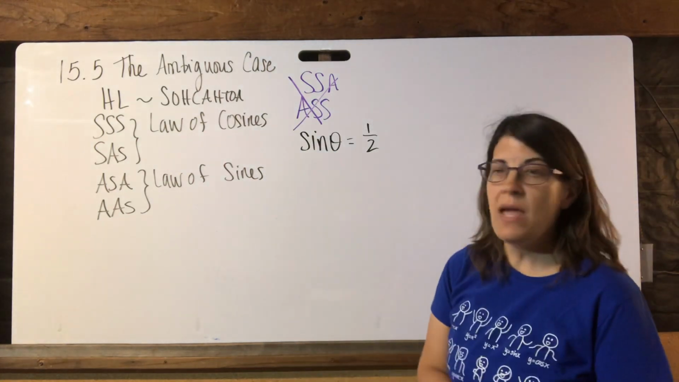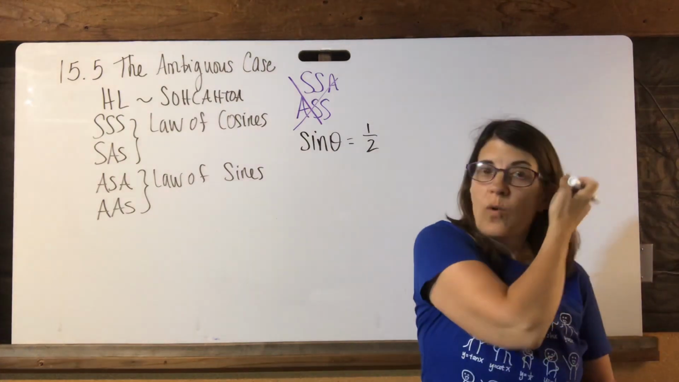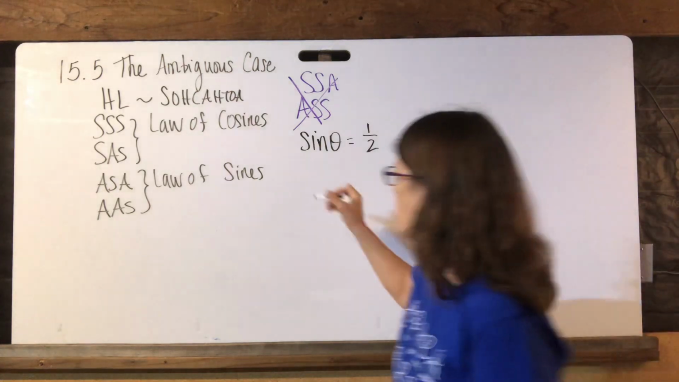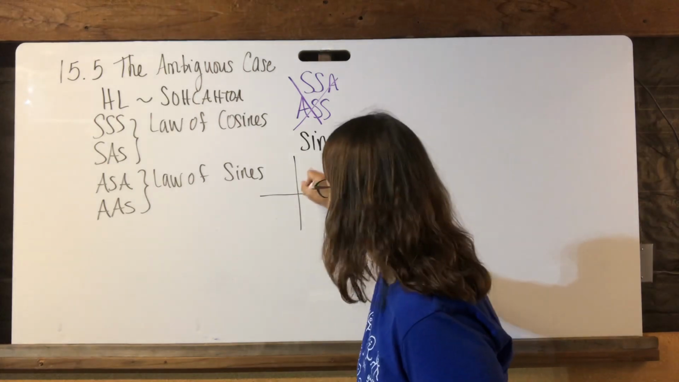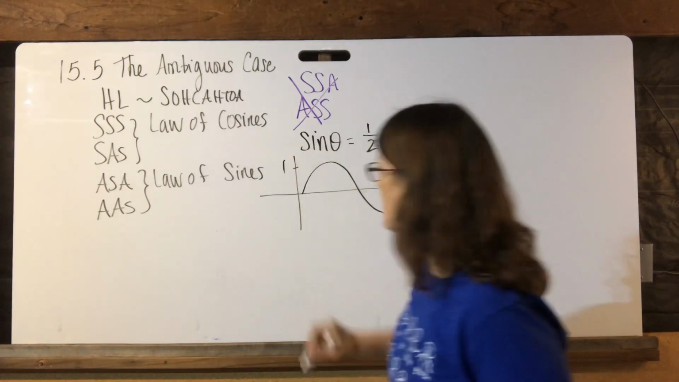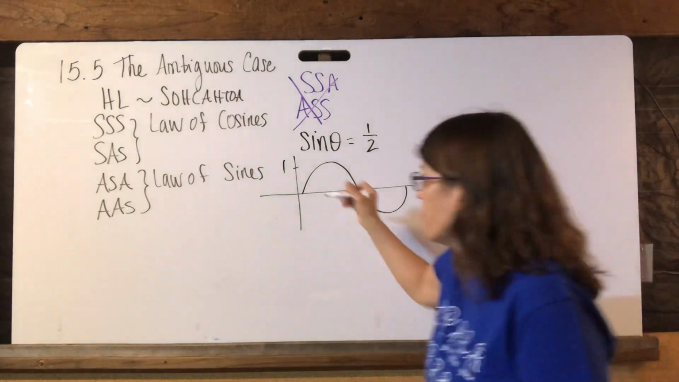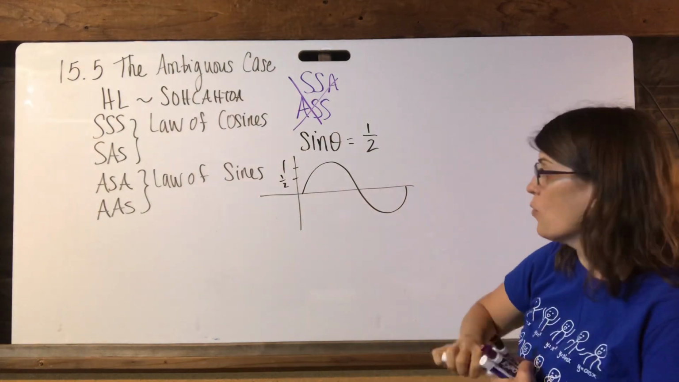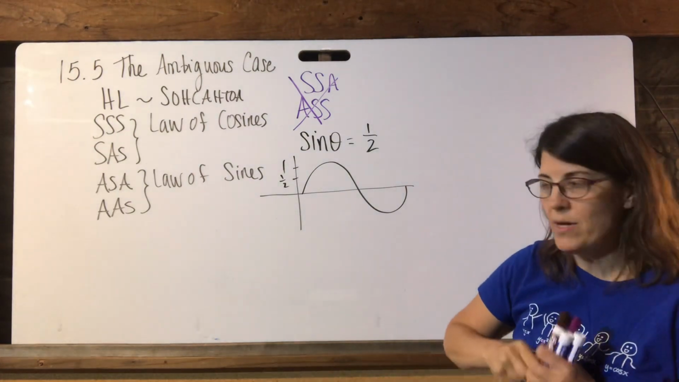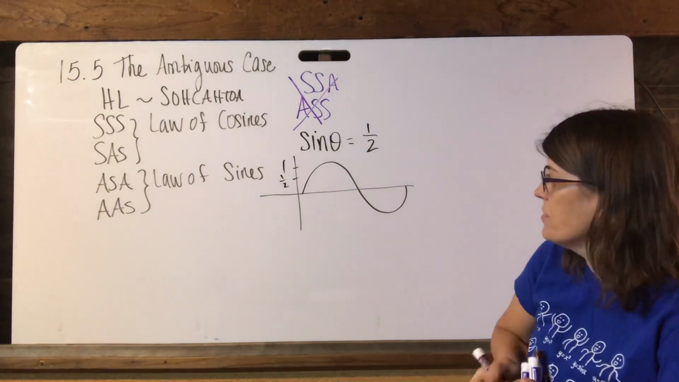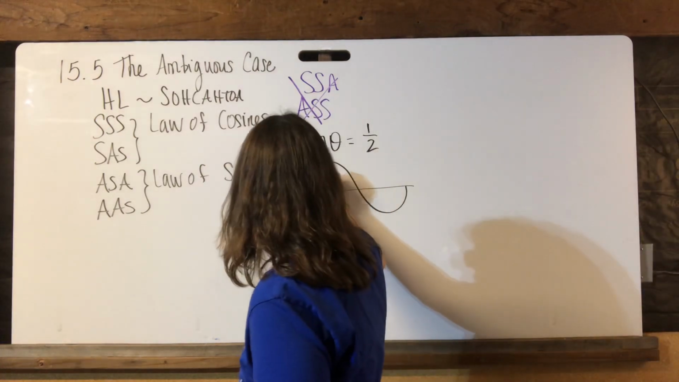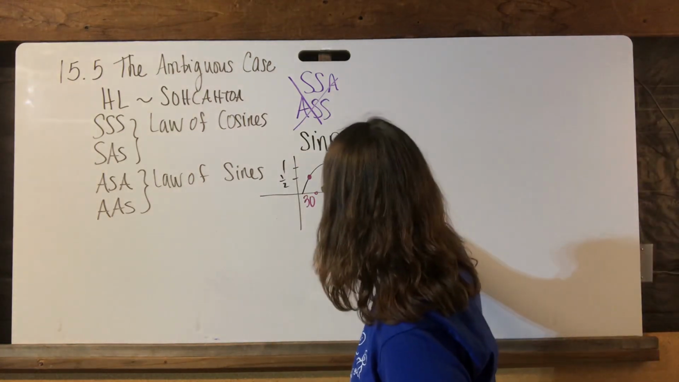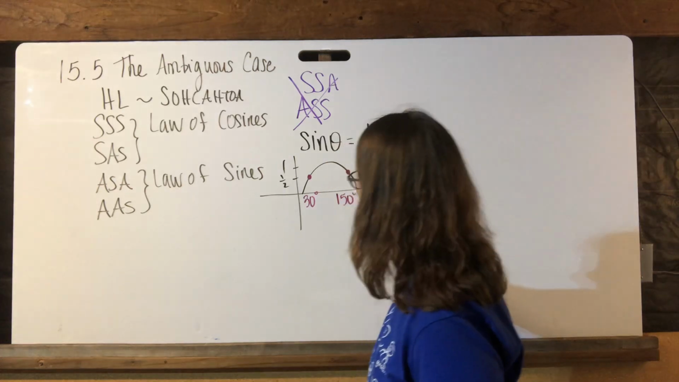Okay, if I tell you that the sine of some angle, theta, is 1/2, you would say 30 degrees. So let's look at a quick sketch of the parent function of sine. Okay, so 1/2 is there-ish. There are 2 places where the sine is 1/2. There are 2 angle measures. One of those angles is here, 30 degrees, and the other one is here at 150.